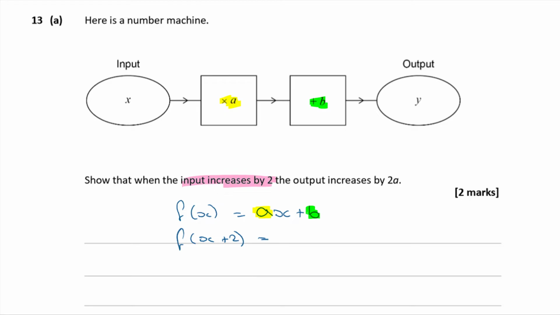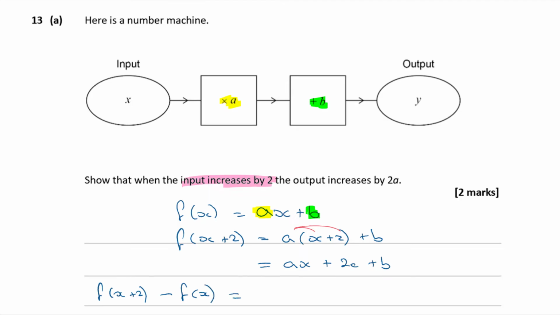So that is going to give me a(x + 2) + b, isn't it? So multiplying out those brackets, a times x and a times 2, that's going to give me ax + 2a + b then, isn't it? Okay. So now I want to work out what the difference is between those two functions. I want to know what the increase is from one to the next. So I can work out the increase by subtracting one from the other then, can't I? So what I need is f(x + 2) minus f(x).